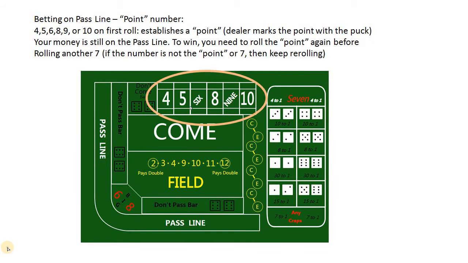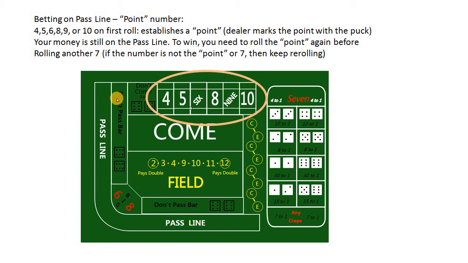In this second part of the game, what we are trying to do is aim to match the point that was established in the first round. When we initially rolled the 4, 5, 6, 8, 9, or 10, we still want to roll the same point again before rolling a 7, then we win the game. If a 7 is rolled before the point is rolled, then we lose the game.